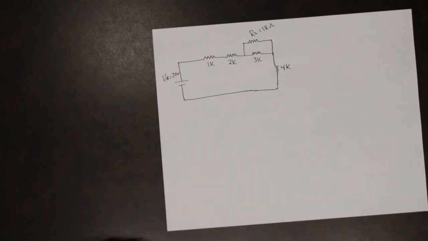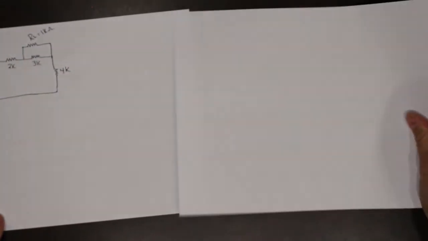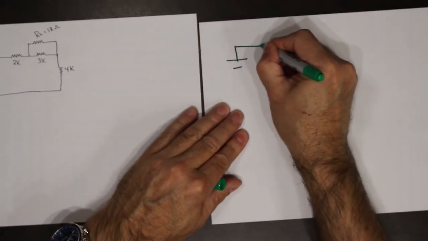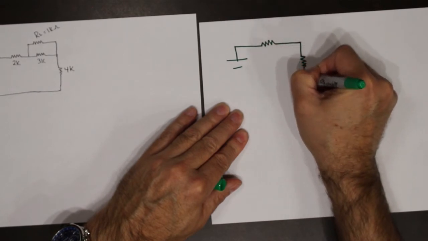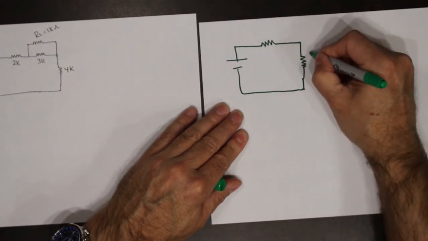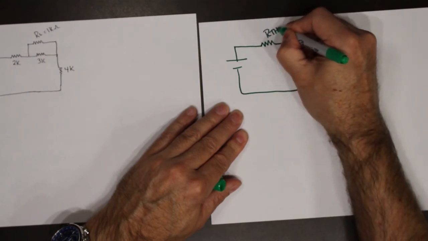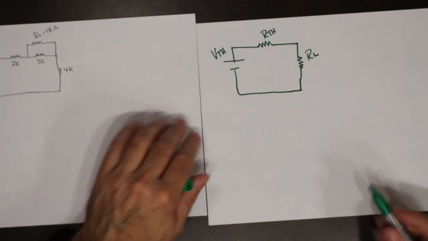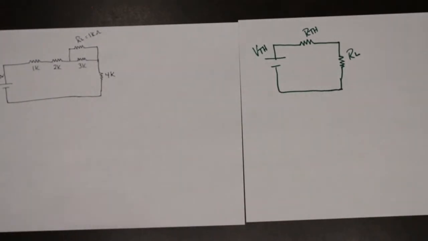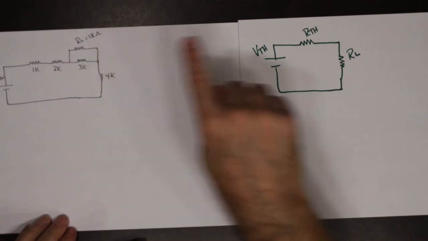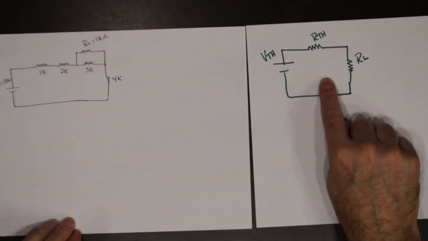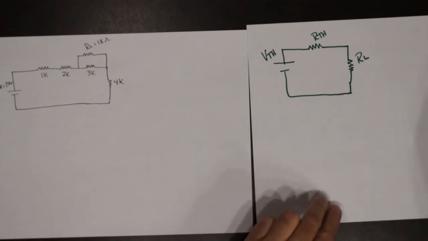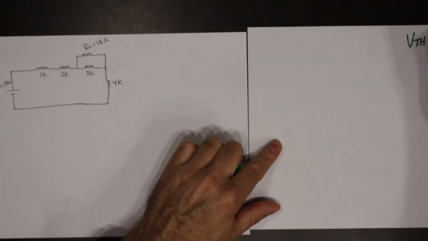So what we're going to do is we are going to end up with Thevenin's equivalent, which will look like this. So here is RL, here is our R Thevenin, and here is V Thevenin. So we're going to go from this circuit to this circuit. So again, doesn't matter which value you calculate first. This time we will do V Thevenin first.